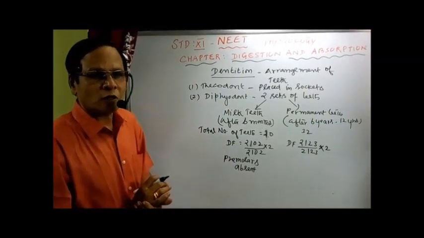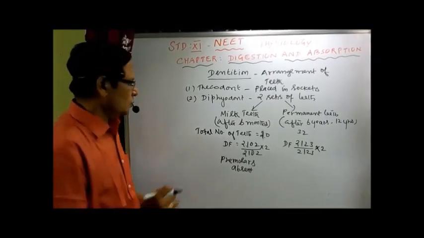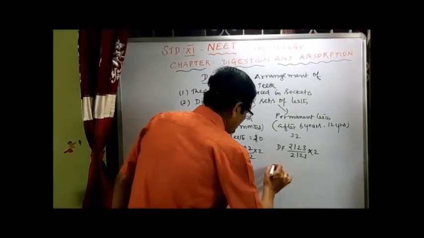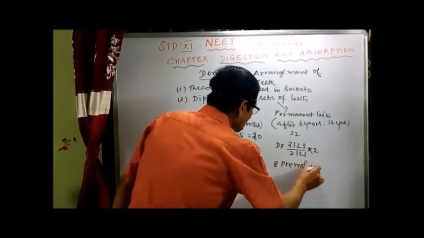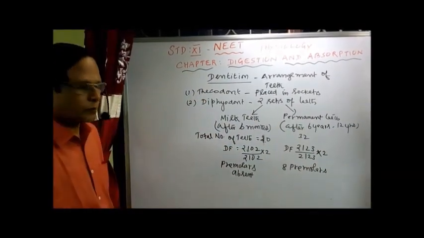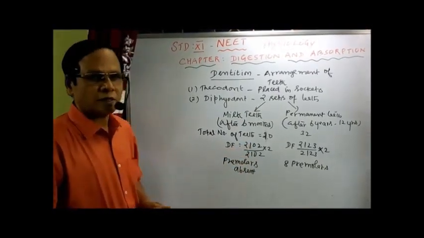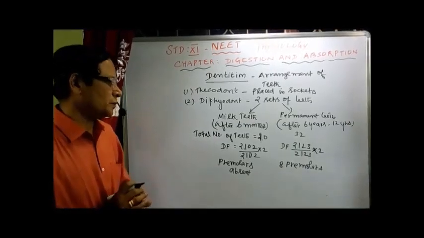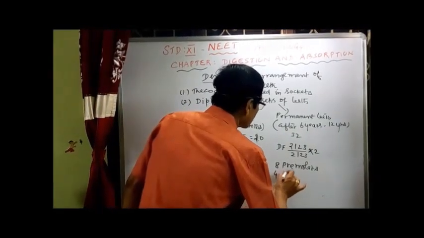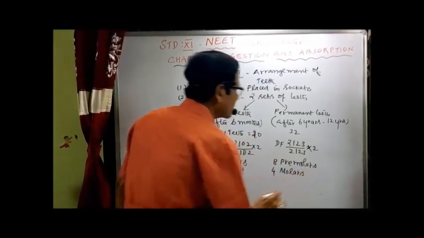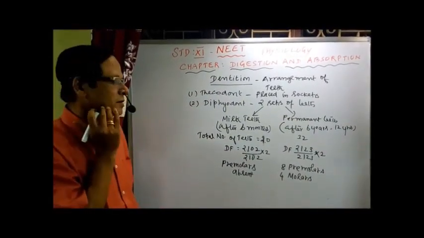Now I mentioned that the teeth are diphyodont, but some teeth are found only once. We have 8 premolars, normally absent here: upper jaw 4, lower jaw 4. Then we have the molars, 3 plus 3 plus 3, that is 12 teeth.